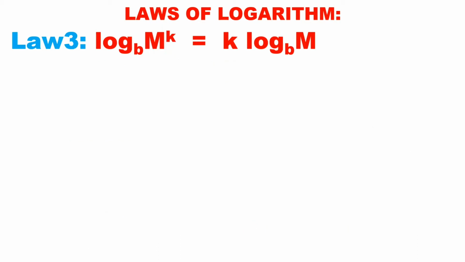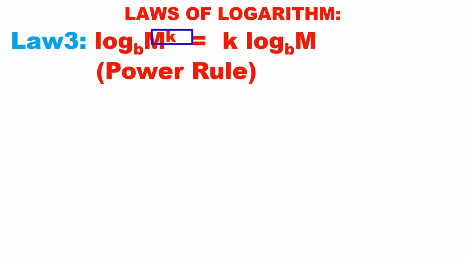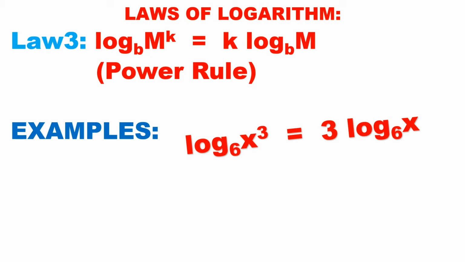Law of logarithm number 3: log of m to the k with base b equals k log of m with base b, called the power rule. This law is very simple. Just convert the exponent to a coefficient. Example, log of x cubed with base 6 will become 3 log of x with base 6. Again, the exponent 3 becomes the coefficient.